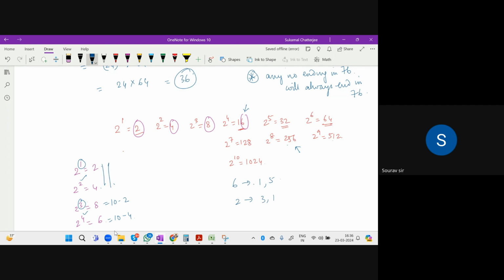With 4, I'm getting the digits 6, 2. And with 8, I'm getting the digits what? 2. And the next one, 2 to the power 11, will be 2048. So 4.